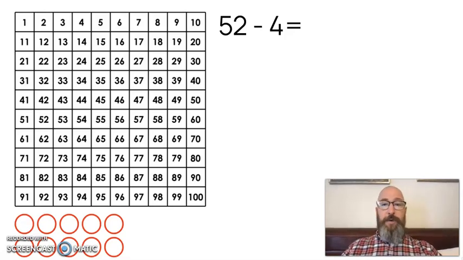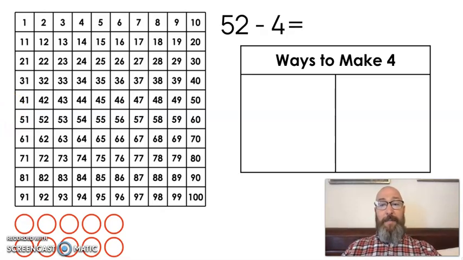So our very first question we're going to do is 52 minus 4. Now, of course, our subtrahend is 4, so we're going to be taking away 4 from our larger number, our minuend, to find the answer or the difference to the subtraction question. So the first question we have is, how do I make 4? How many ways are there to make 4? Start thinking in your head. What are some ways to make 4?